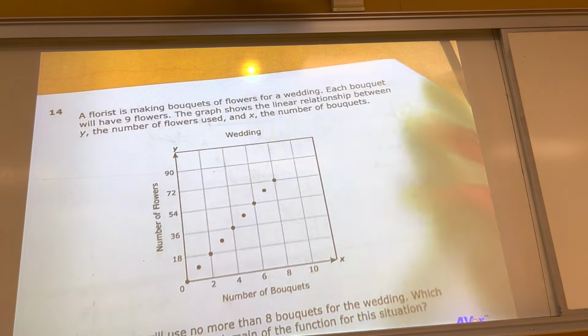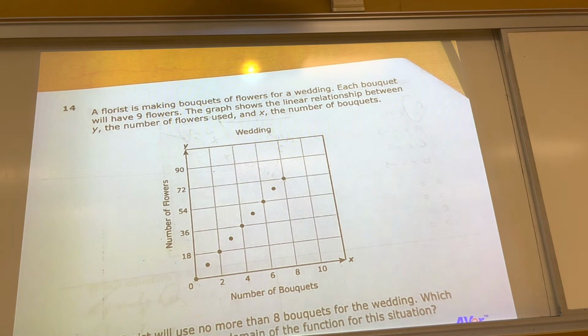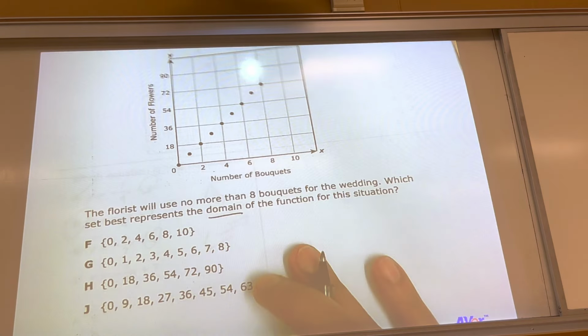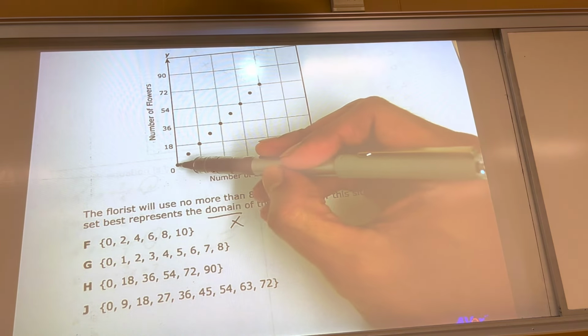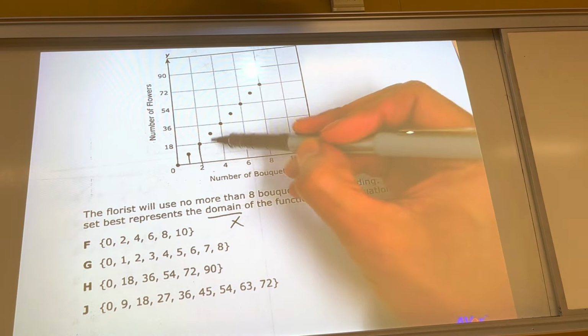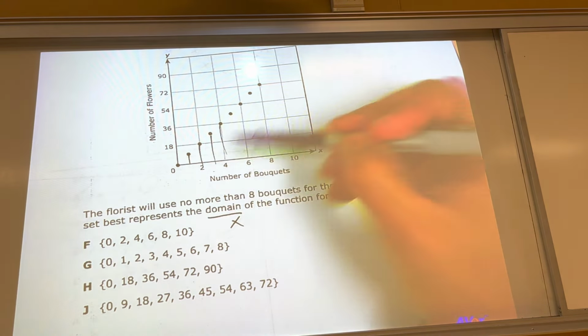14. Okay, what are we looking for? They want the domain. Domain is x. So you want the x value, which is this, that. That's 0, 1, 2, 3, 4, 5, 6, 7, 8, and that's it. G.